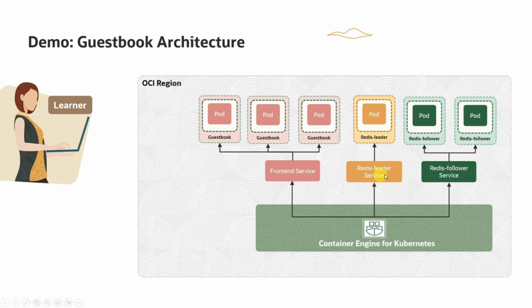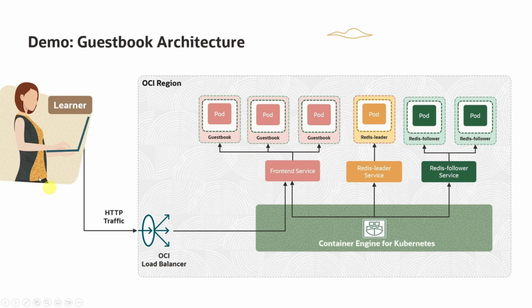The Redis leader service and the Redis follower service are only accessible within the Kubernetes cluster because the default type for a service is cluster IP. But since we want our guestbook web application to be accessible externally, we will create the front-end service using a load balancer service type. Let's transition to OCI console and start with deploying this guestbook application, which is a multi-tier application on our Container Engine for Kubernetes.